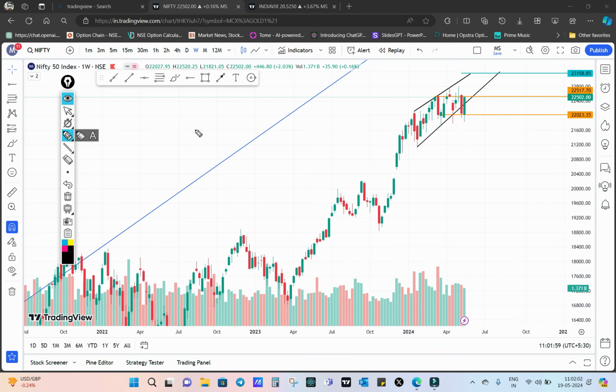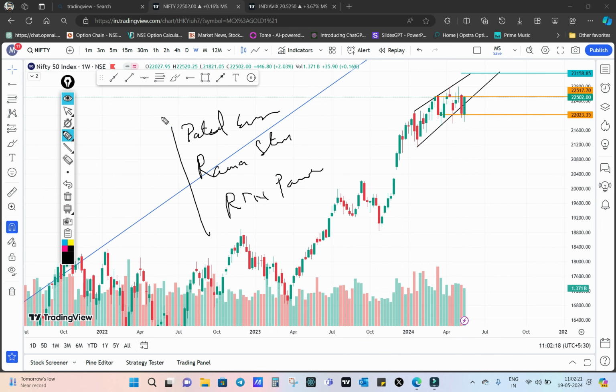Currently in fundamentals, I have picked up Patel Engineering from small cap, Rama Steel, and RTN Power. These three stocks I have taken last week.